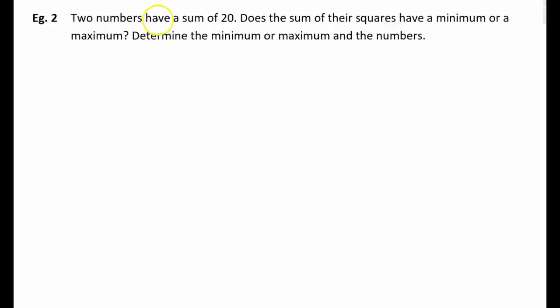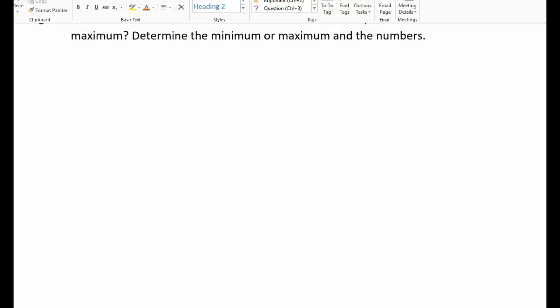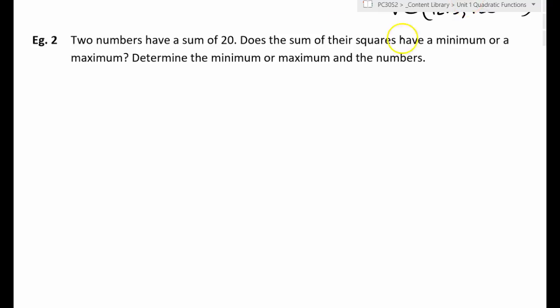So it says two numbers have a sum of 20. So automatically, I know that I need to be watching for some key language here. Sum is always referring to total, so that means adding. Does the sum of their squares have a maximum or minimum? Okay, squares meaning to the power of 2.